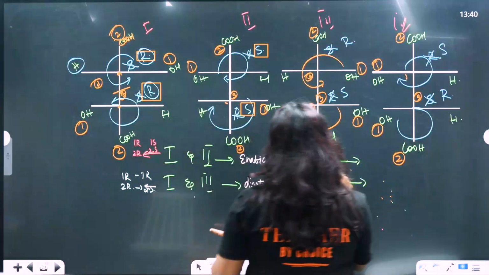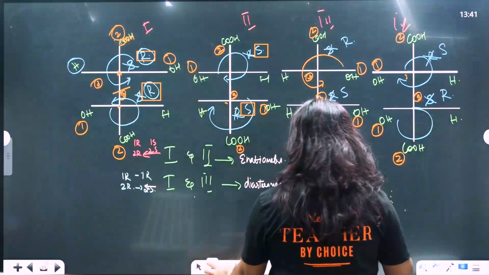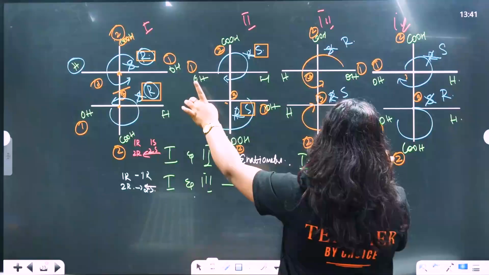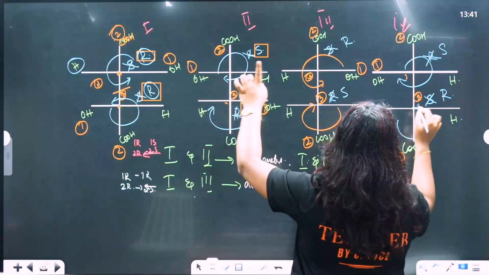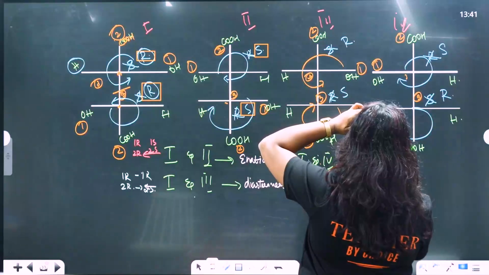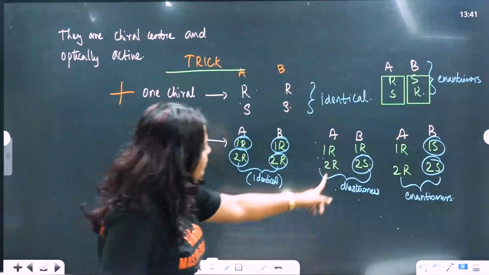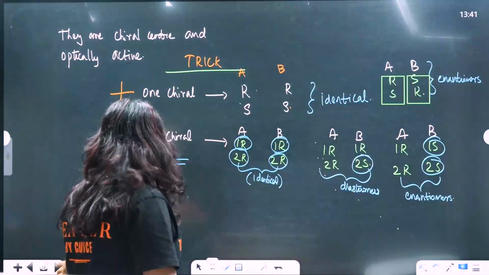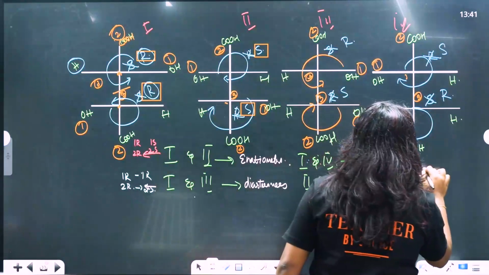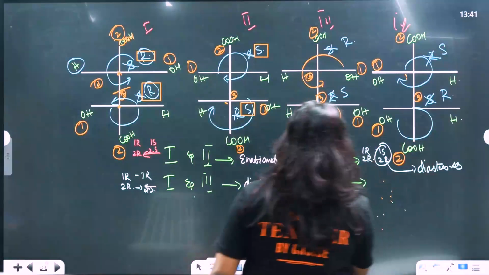Next one is first and fourth one. Last one. So that is actually first and fourth one which we are considering. It will be 1R, 2R. Then here 1S, 2R. So only one is changing. Only one is changing means that is diastereomers. It can be in the 1R or 1S. It can be up and down also. That is not a problem. It is also diastereomers.